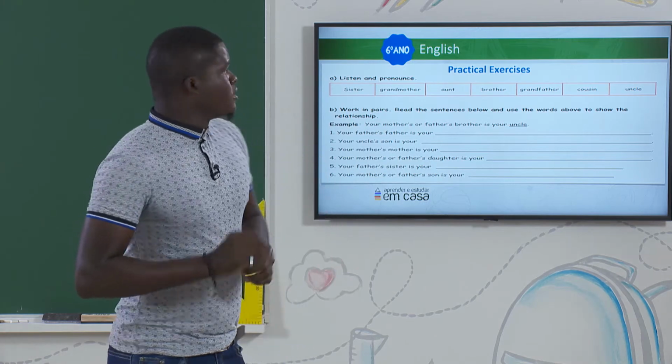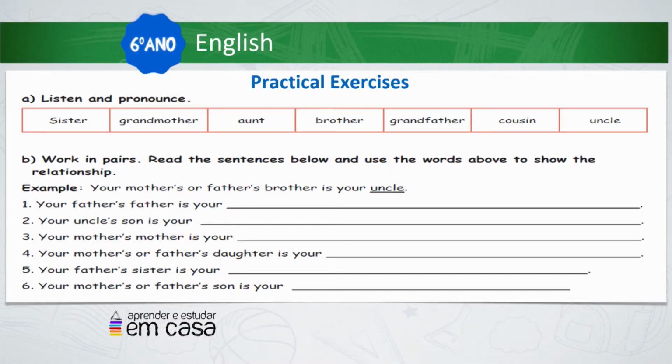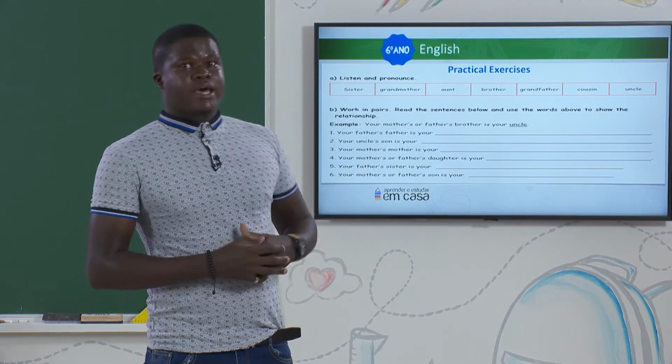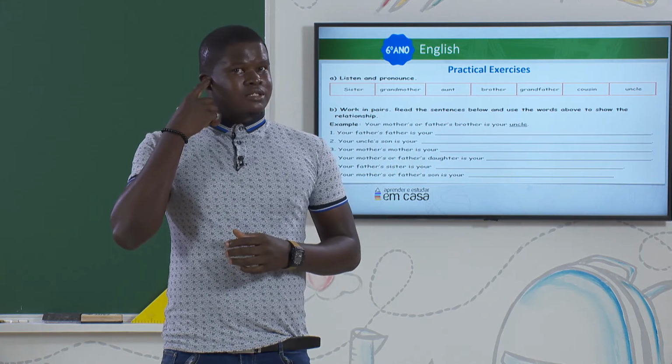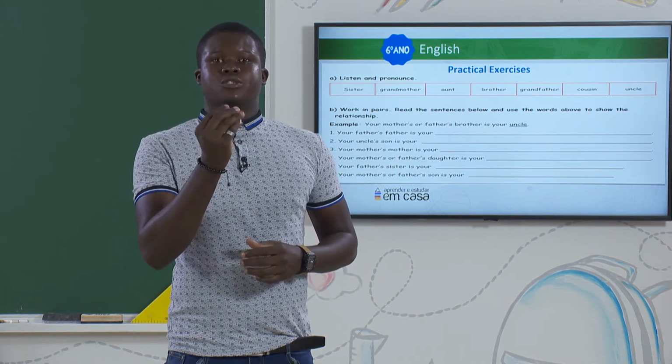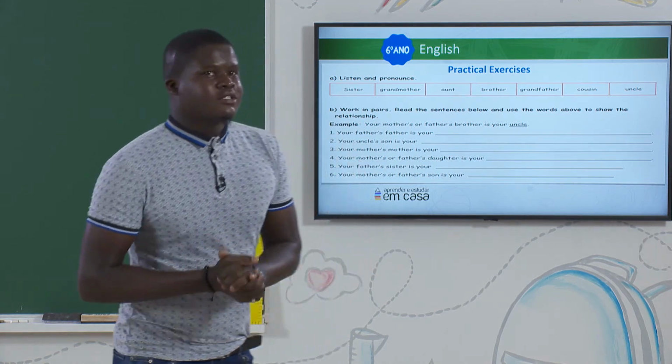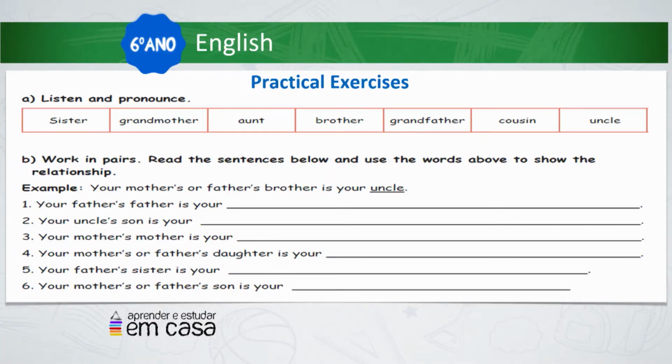Okay? So the first one is listen and pronounce. The teacher will pronounce the words in the box, and the students will listen, and then you will repeat. You will pronounce. Okay? Is that a deal? Let's start. The first one is sister. Sister. Nice. Grandmother. Grandmother.